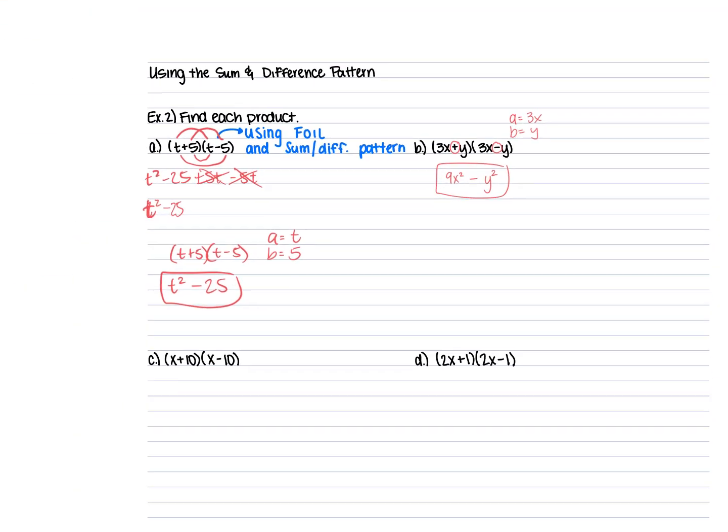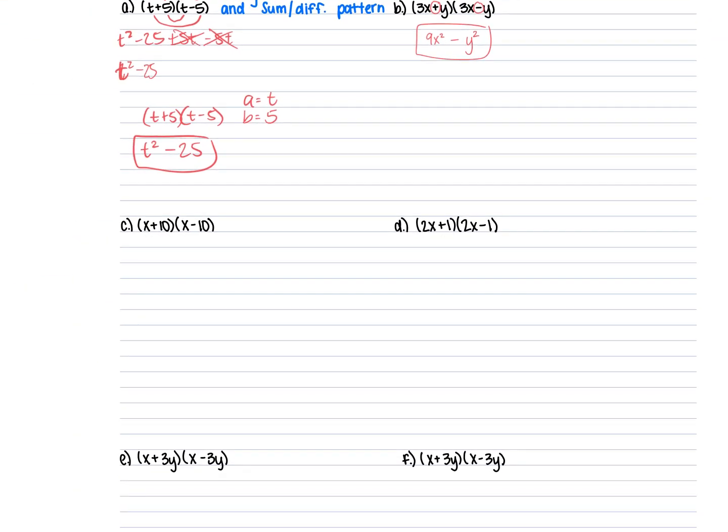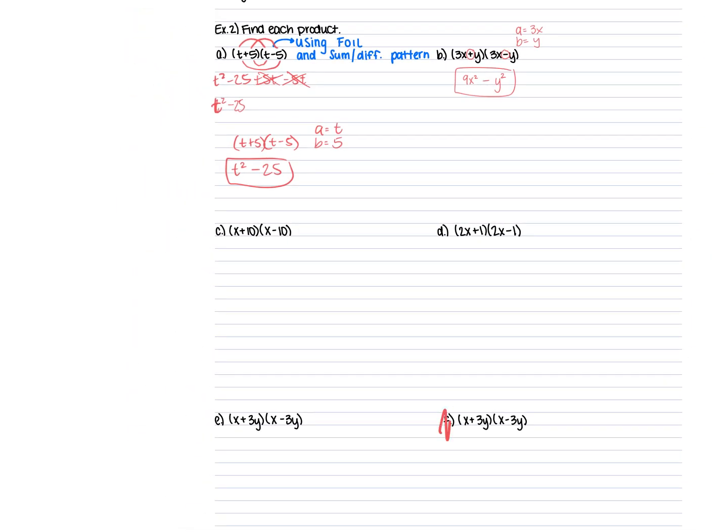Okay, I want you to try C and D and E. F is just a typo. It's the same problem. It's a duplicate. You can cross out F, by the way. But do the next three. Do C, D, and E. Go. You need to watch out.